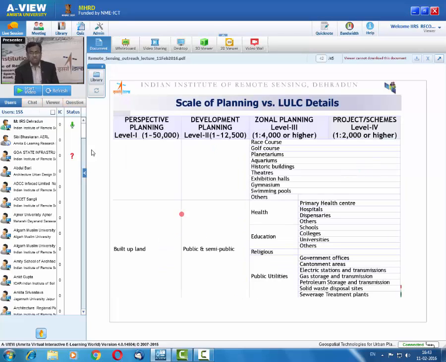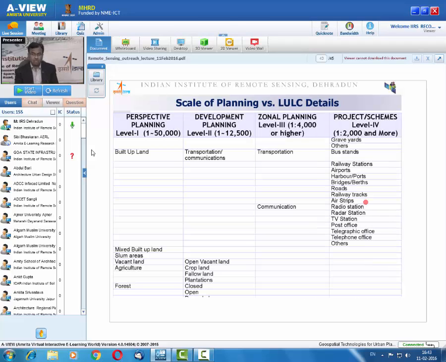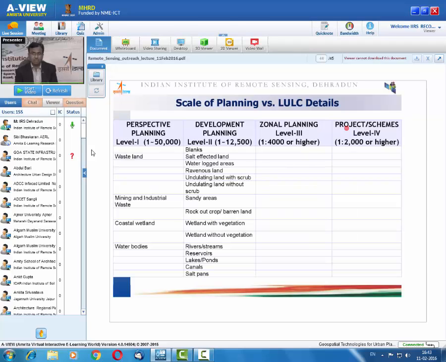When you go further into public and semi-public, for example, the categories are further subdivided into health, education, religious and public utilities. Accordingly, in the fourth category, the information content will further increase. So again, I want to reiterate here: as you move further and the information content increases, you have to match it with the spatial or spectral resolution. For example, in the next category, built up land, we have transport and communication, or further in the mixed built up land, slum areas, vacant land, culture and so on and so forth, where the information content is subsequently increasing. Again, one has to keep the requirement in mind.